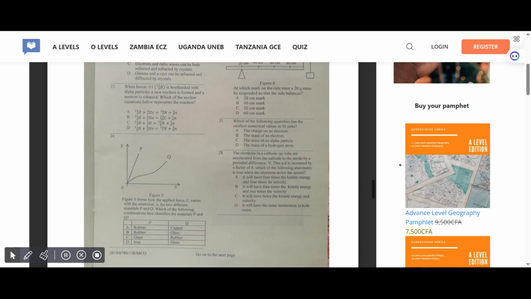Which of the following quantities has the smallest numerical value in SI units? Correct answer for 27 is B, the mass of an electron. The electrons in the Cameroon tube are accelerated from the cathode to the anode by potential difference V. The area D is decreased by a factor of 4. Which of the following statements is true when the electrons strike the screen? Correct answer for 28 is B.